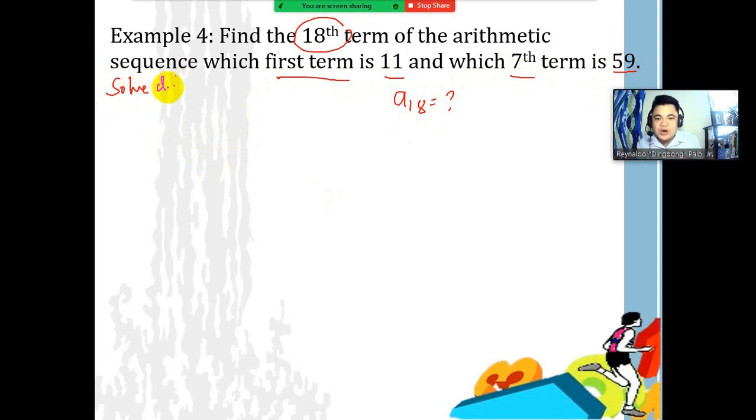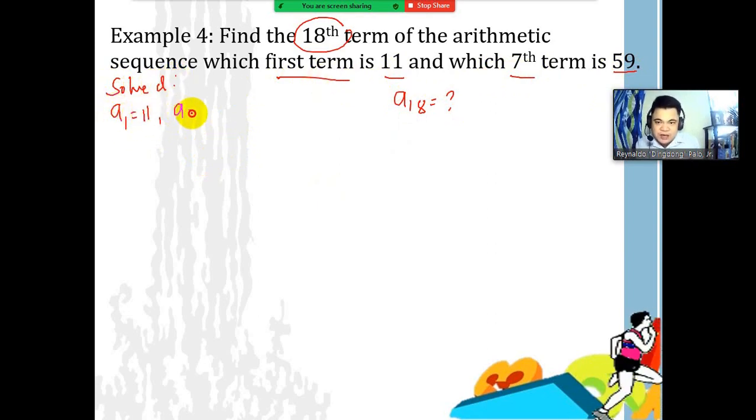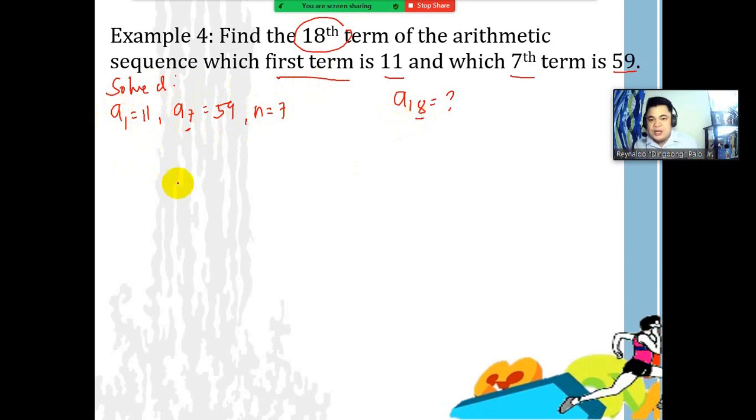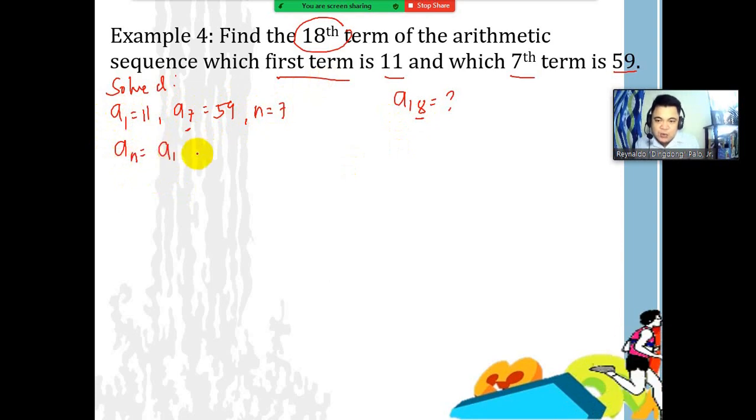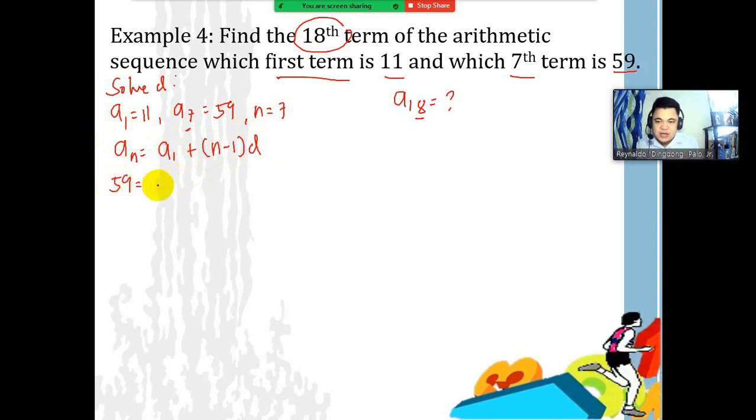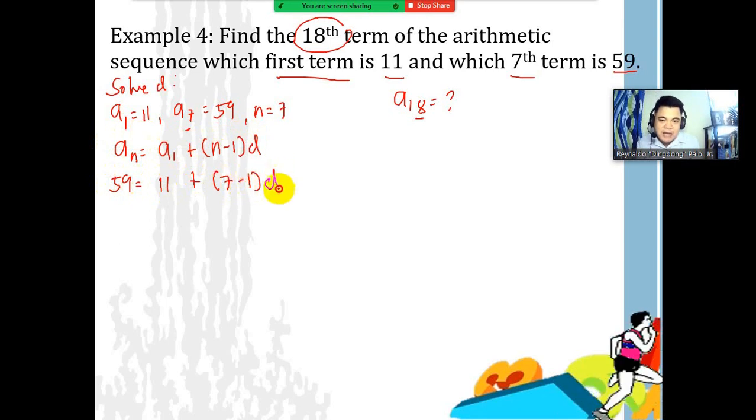In solving for the common difference, we will be using a sub 1, which is 11, and a sub 7, which is 59. And n, of course, is 7, because as you can see, this is the 7th term. So we will be solving first the common difference before we can solve for a sub 18. So we will now use the same formula: a sub n equals a sub 1 plus n minus 1 times d. And then substitute the values. Your a sub 7 is 59, equals your a sub 1, which is 11, plus your n, 7, minus 1, times d. The common difference is unknown.